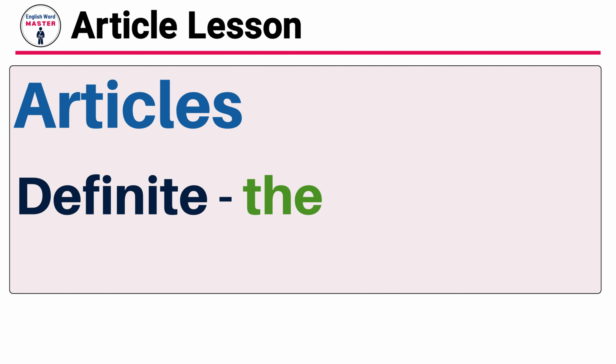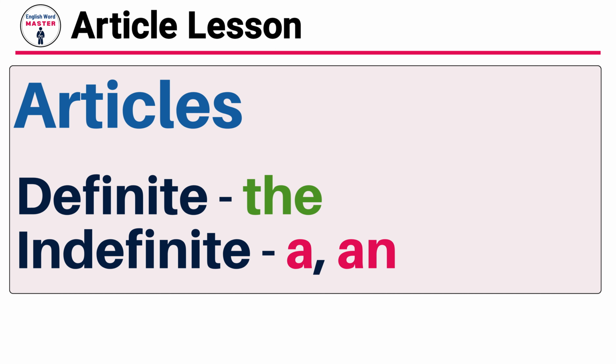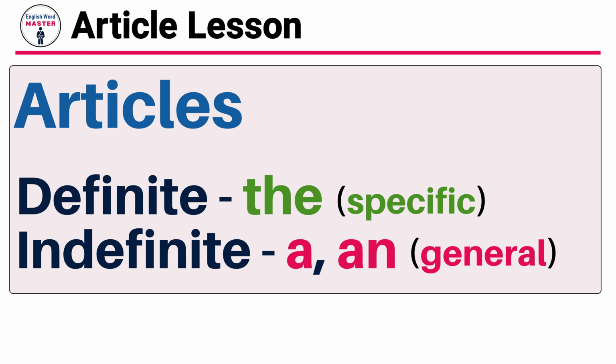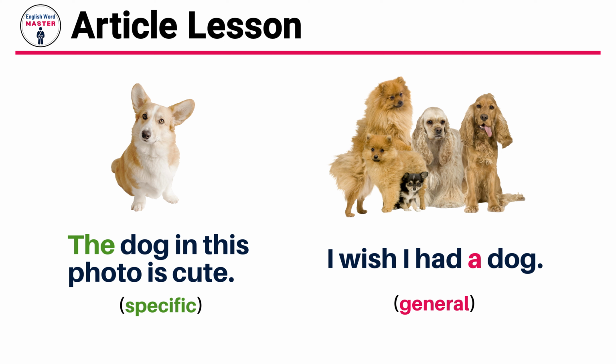Again, the definite article is "the," and the indefinite articles are "a" and "an." It is important to understand the difference between talking in a specific way and talking in a general way. When we speak specifically, we are focused on one exact noun that everyone can see and identify. When we speak generally, we are not talking about any specific, or one, noun.